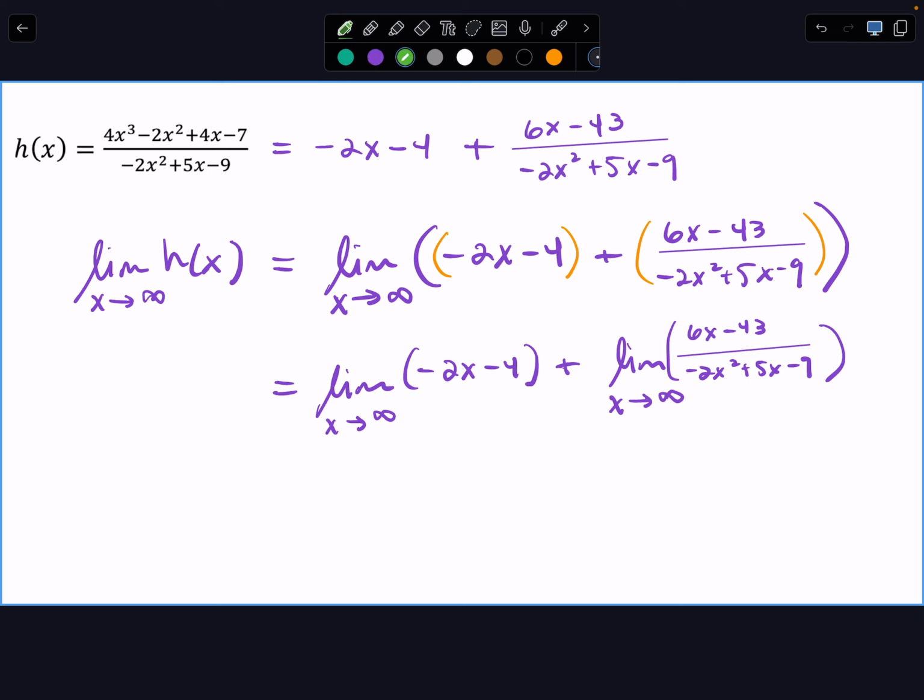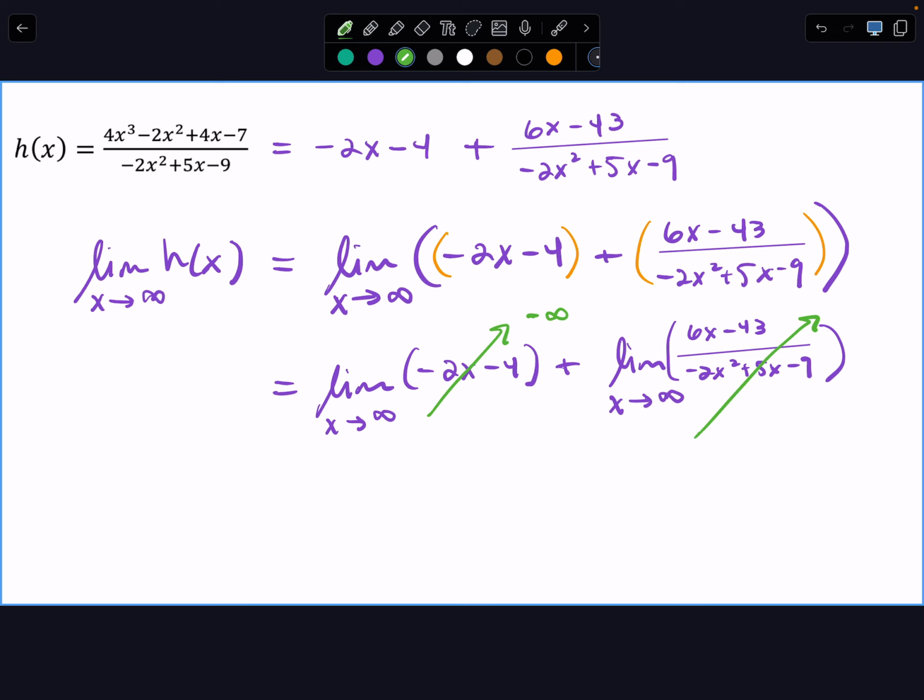So then, as x approaches infinity, what's negative 2x minus 4 approaching? Negative infinity, right? This would be going to negative infinity. What would this be going to? 6x minus 43 over negative 2x squared plus 5x minus 9. You could think EBM, if it would help, like what would the end behavior model here be? So it would approach 0.